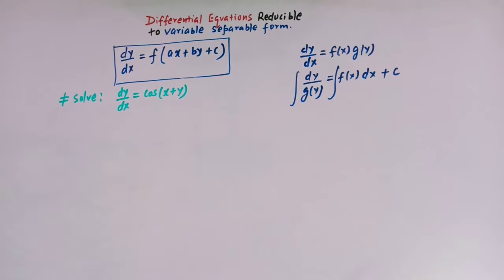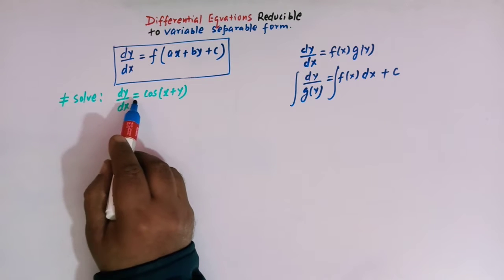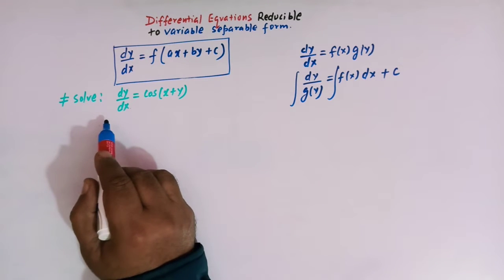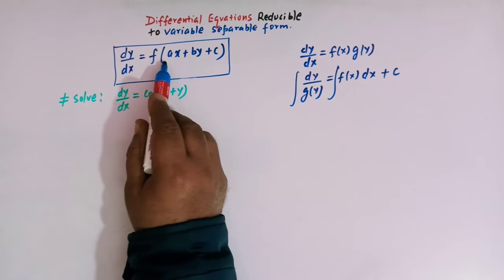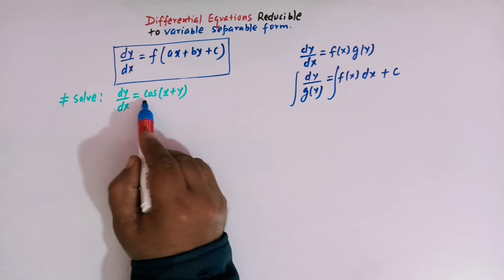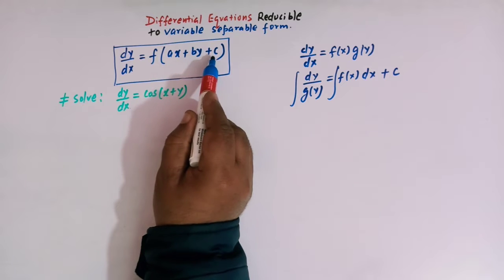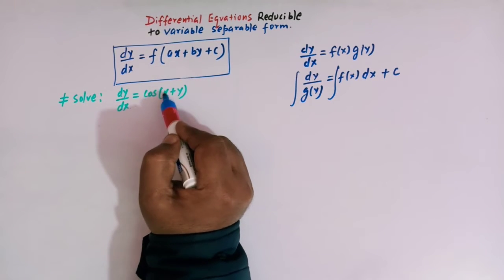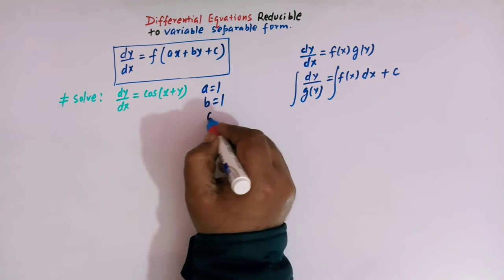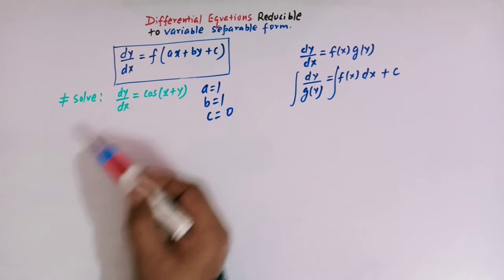Now let us take one more example. Here we have to solve this equation, that is dy over dx is equal to cosine of x plus y. Again if we observe, this equation is of this form. The right hand side, cos(x plus y), is of the form f of ax plus by plus c. Here a is 1, b is also 1, and c is equal to 0, if we compare the right hand side.